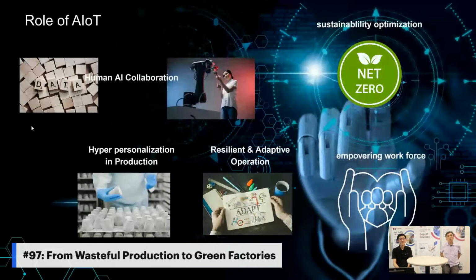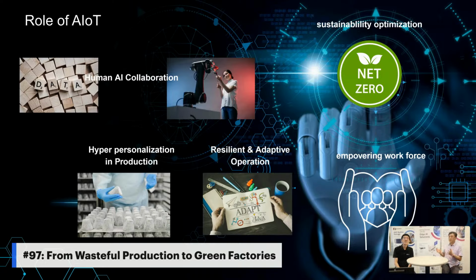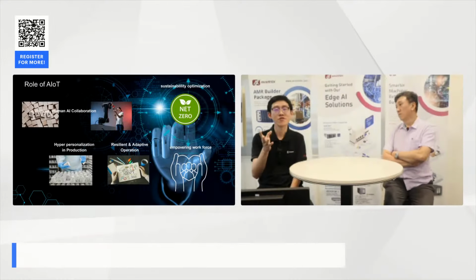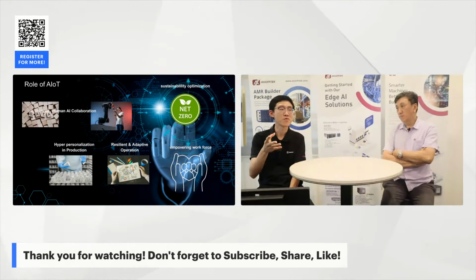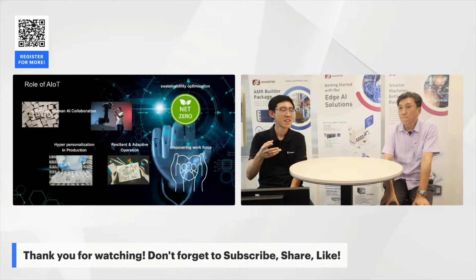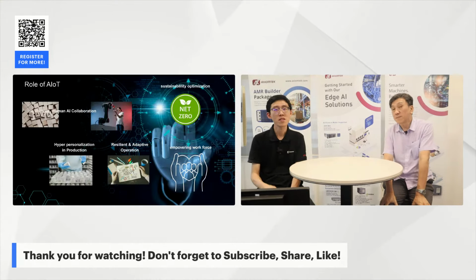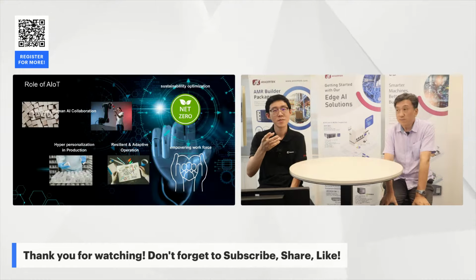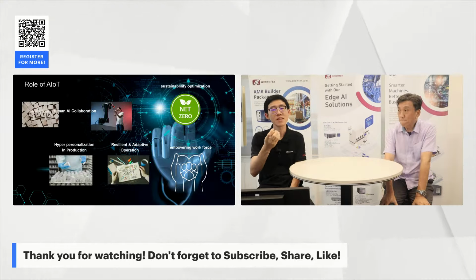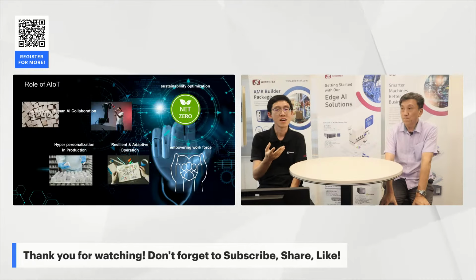So of course, we go to the resilient and adaptive operation. How does this AI or IoT make the system more adaptive? Okay, especially now with generative AI or the large language model, we have the ability of self-learning. All this ability of self-learning means that the model itself has the ability to adapt to the new environment. So this is how the adaptation can happen.